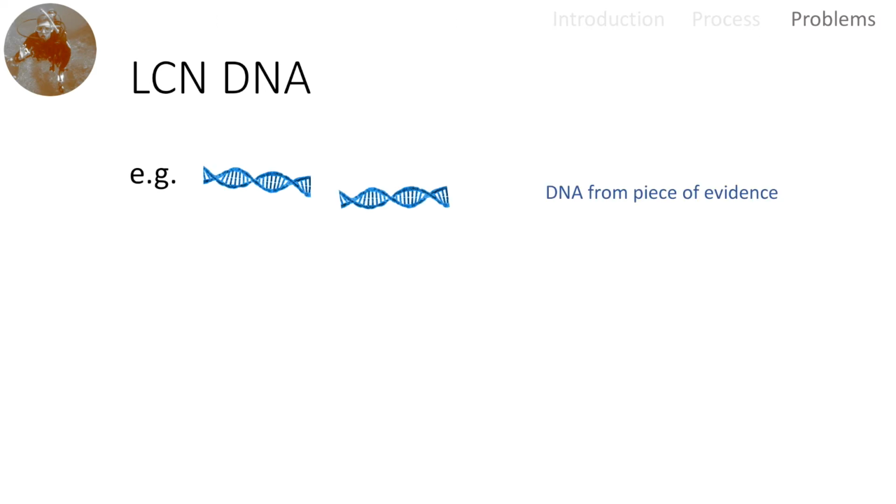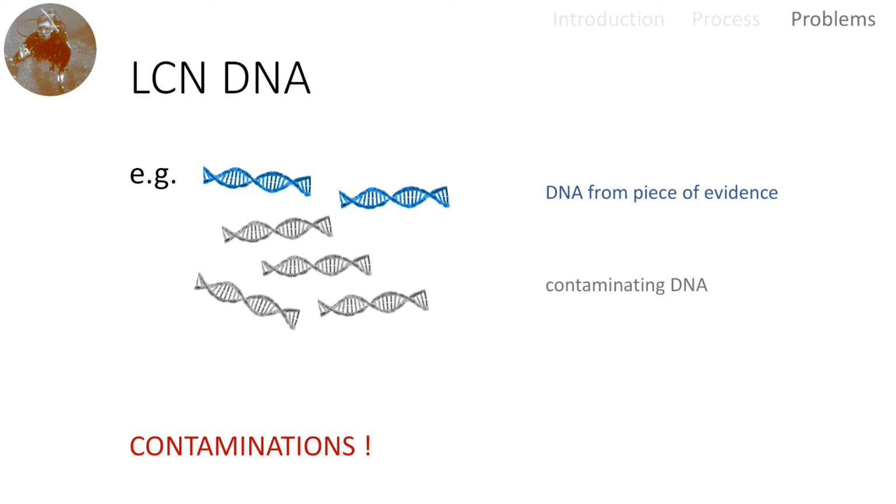In fact, the contamination can actually be the bigger amount of DNA and lead to completely false accuses. So here we have this example. We have the DNA from the piece of evidence from the crime scene, and you can see it in blue. And then by accidentally touching this piece of evidence with contaminating DNA, and we see this in gray, we have our contaminations, and so the whole PCR is messed up.